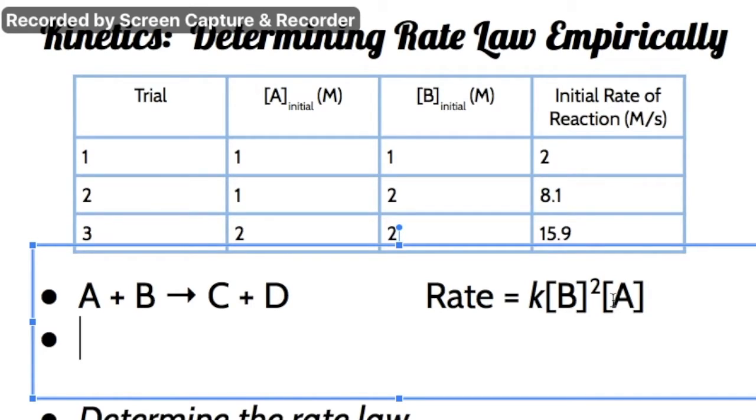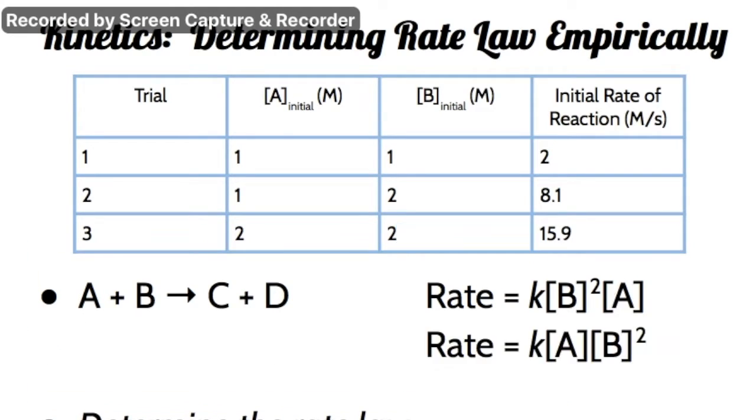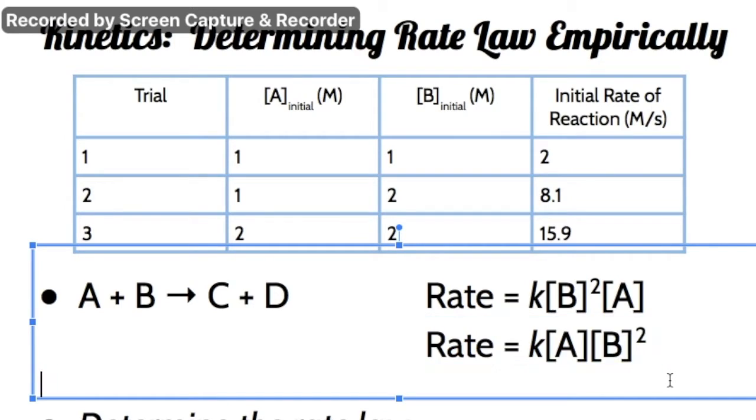And just one other small note, it doesn't matter the order here. You'd probably see it in the order that the reactants are listed in the overall reaction. You'd probably see it like this, but it doesn't matter. I just listed it like this because of the way the data was presented in the table. But this and this are both completely valid and completely the same thing.